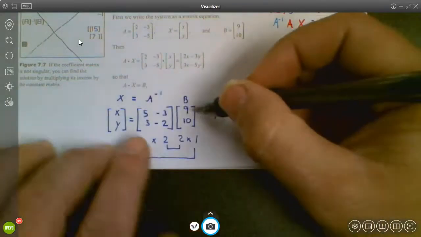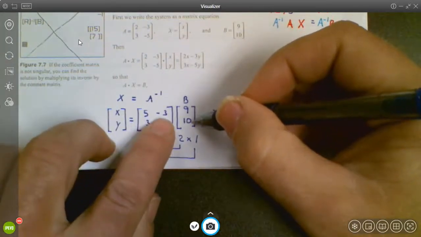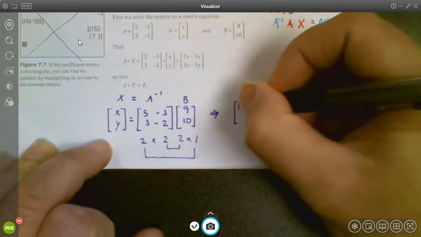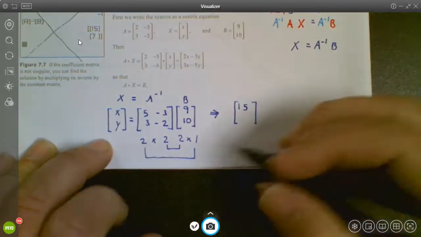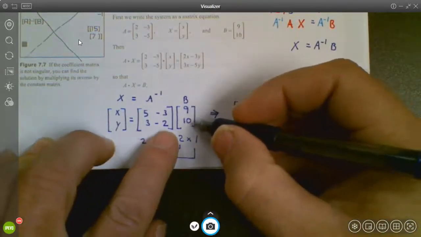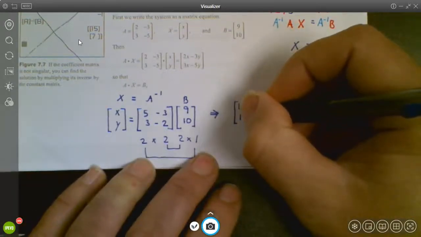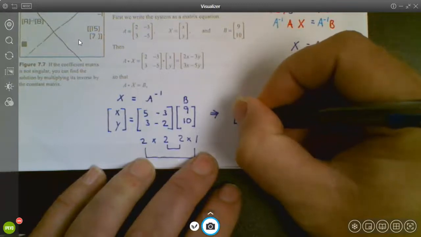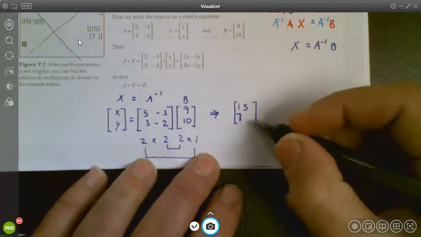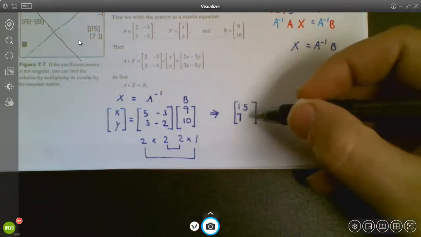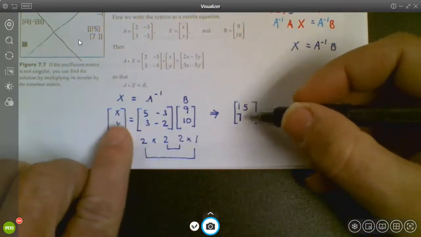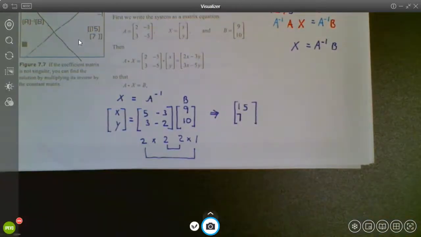So 45 plus negative 30. On bottom, I have 27 plus negative 20, which is 7. Here we go. Sorry, I was thinking two values, but there's our solution matrix. So again, we know X is 15, we know Y is 7, that's it. So this is one of the ways that you can use matrices to solve a system of equations. That's our inverse process.